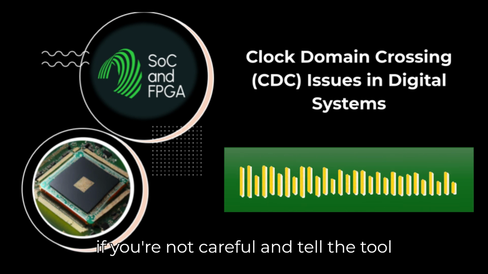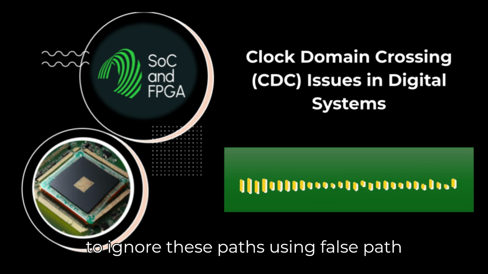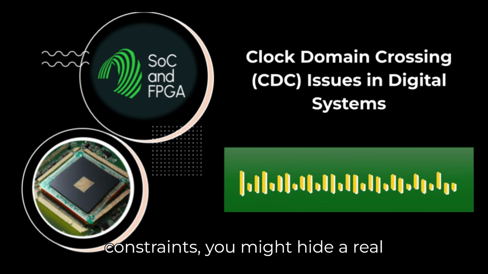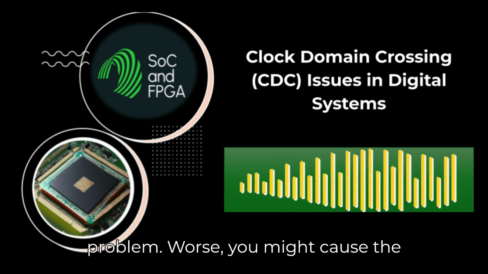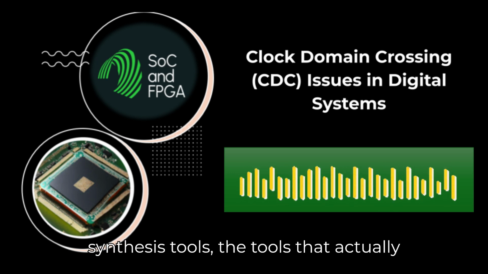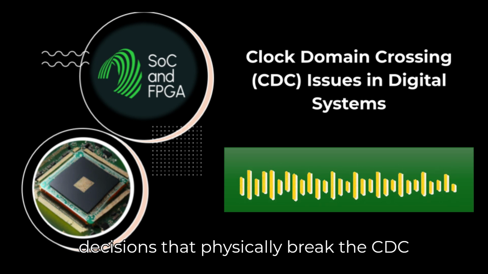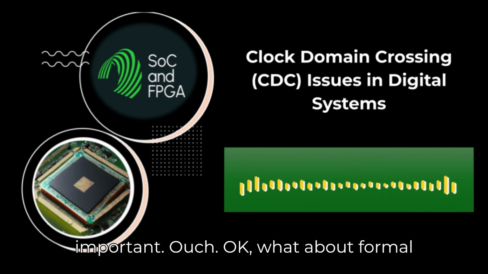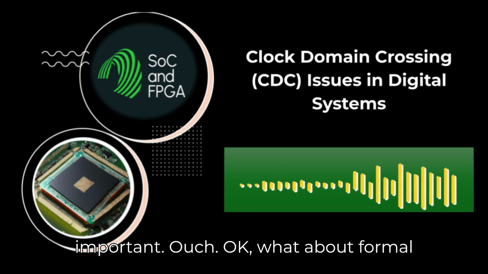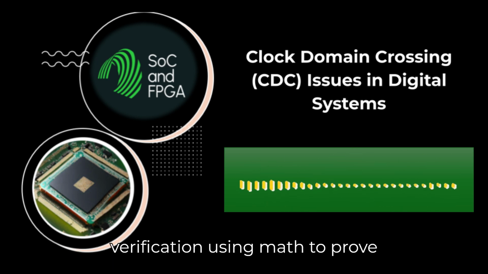In fact, if you're not careful and tell the tool to ignore these paths using false path constraints, you might hide a real problem. Worse, you might cause the synthesis tools, the tools that actually build the circuit, to make optimization decisions that physically break the CDC synchronizer circuit, thinking it's not important. Ouch, okay. What about formal verification, using math to prove correctness?